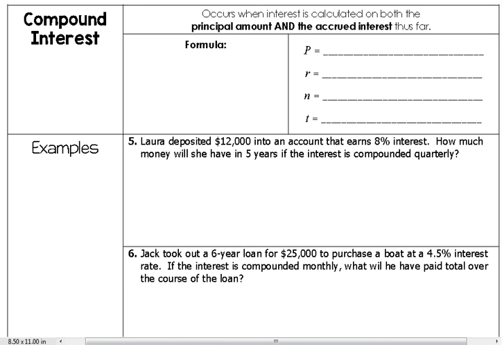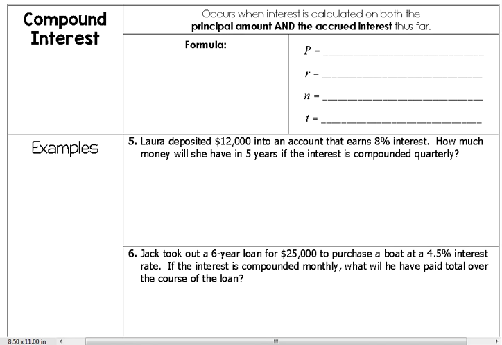Compounding interest is another example of exponential growth. It's just a very specific case of it. This is what happens when you have money in a bank account. You get compounded interest, so your interest is calculated both on the principal, what you put in there initially, and the accrued interest, the interest that you have earned up to that point.